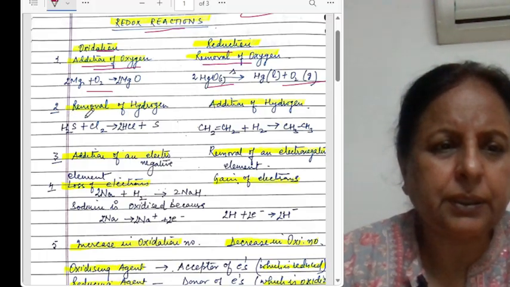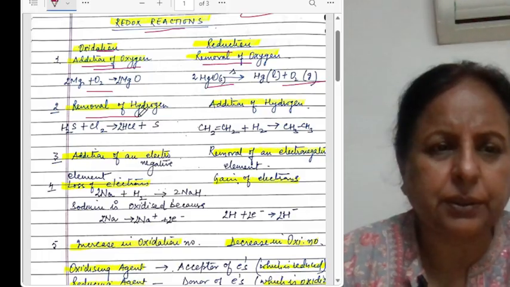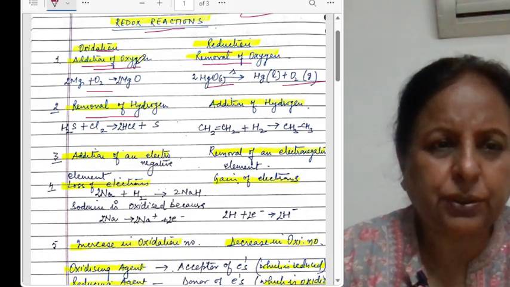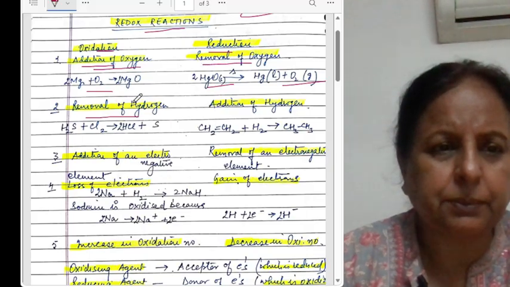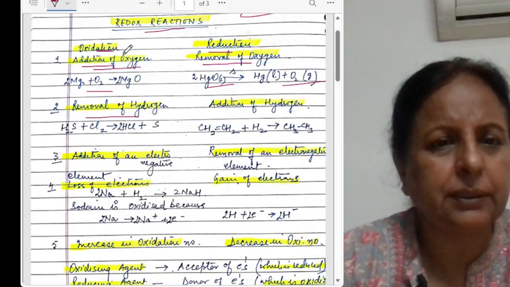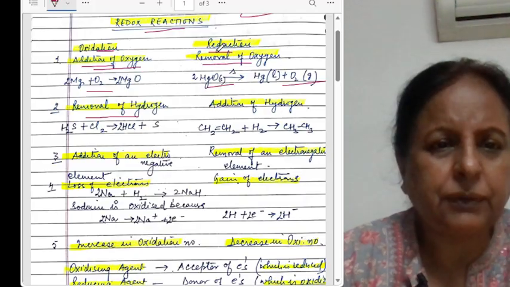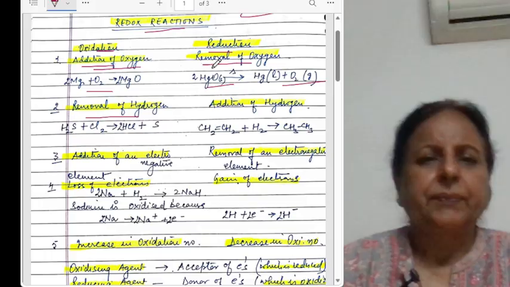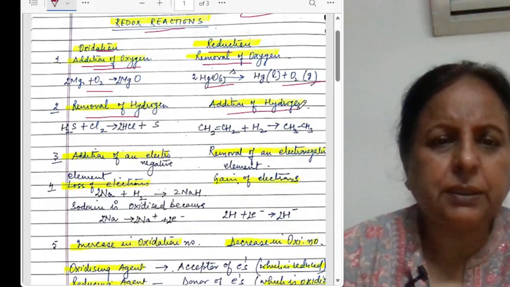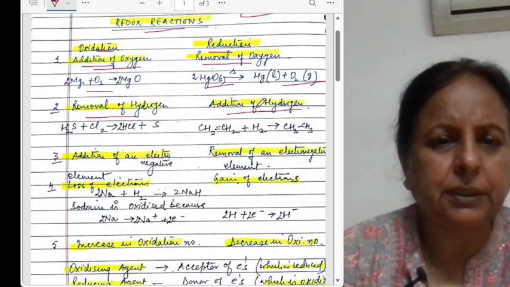Now the second point is removal of hydrogen. See, if addition of oxygen, it is oxidation, but removal of hydrogen, again it is oxidation. And if it is removal of oxygen, it is reduction, and if it is addition of hydrogen, it is reduction.